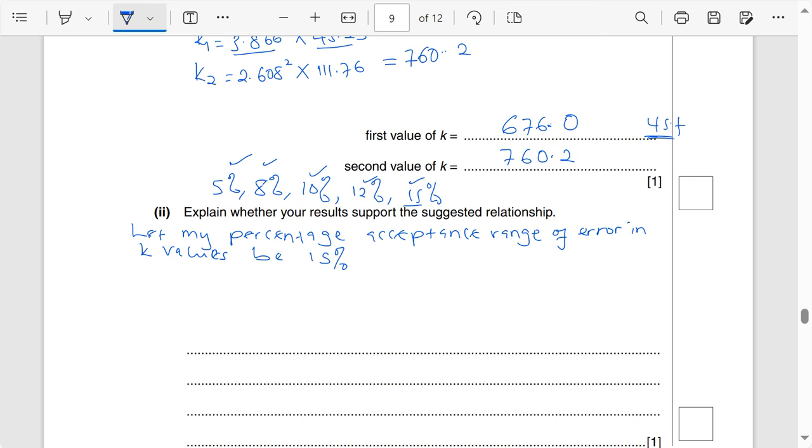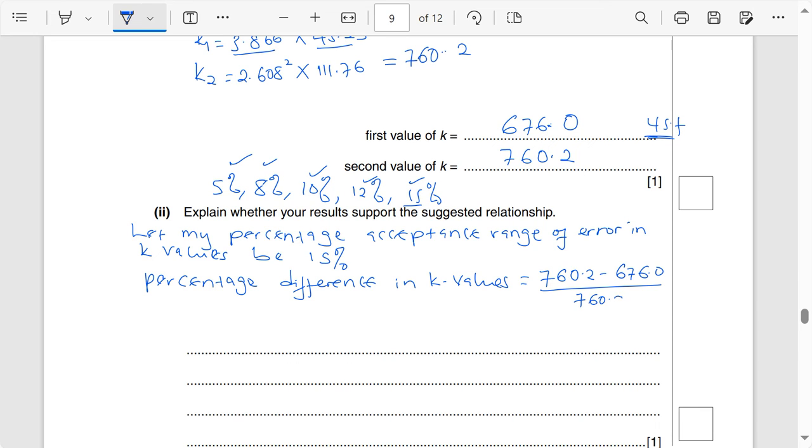So she got the percentage difference in K values. Percentage difference in K values equals to, so it is percentage difference, so you can get the highest 760.2 minus the lowest 676.0. So for her, she chose to divide by the highest. You can divide by the average if you want. So she chose to divide by the highest, which is 760.2, but I said you can divide by the average. That is 760.2 plus 676.0 divided by 2. So this should be times 100.